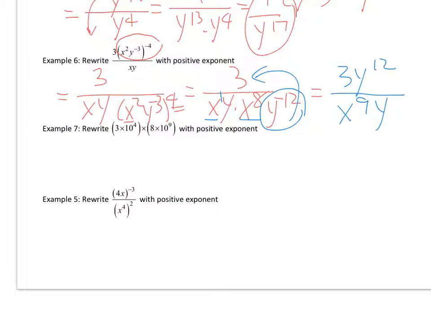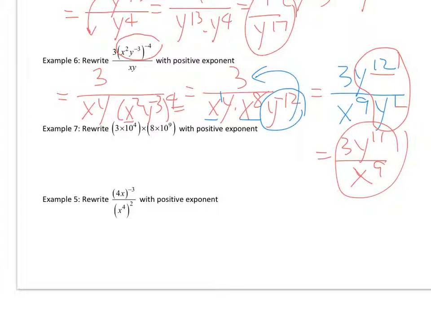Now y to the 12th over y. Can you see these two? They have the same base. Therefore, we can subtract the exponent. I'll have 3y to the 12 minus 1 as 11 over x to the 9th. This is your final solution because now I don't have any negative exponent.